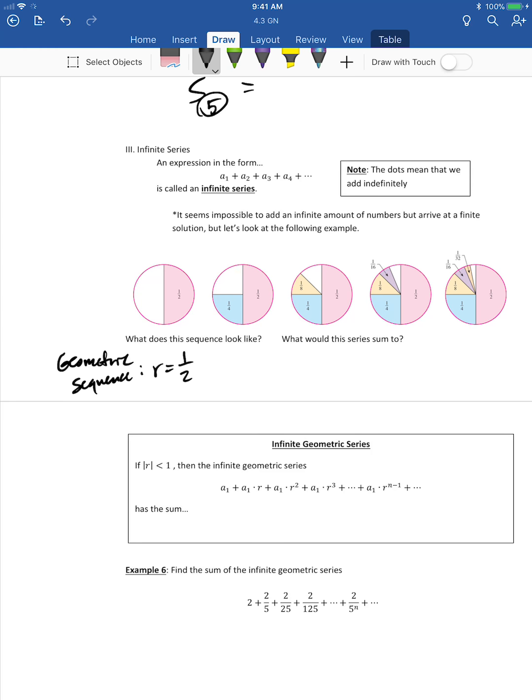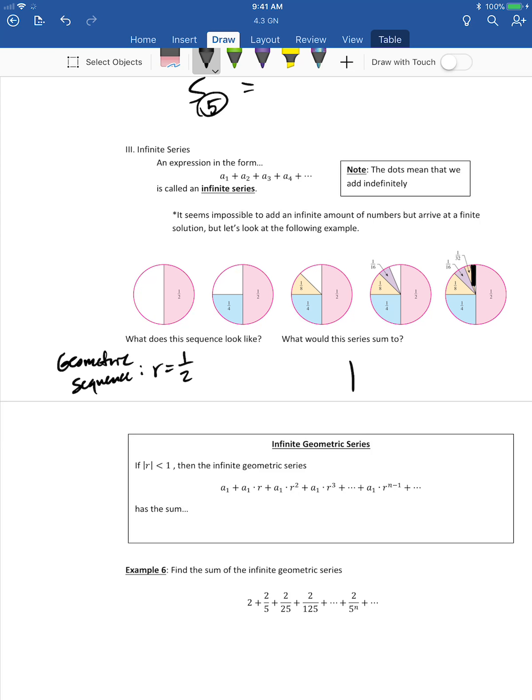And I can keep cutting that white wedge left in half, in half, in half, over and over and over again, an infinite number of times. But no matter how many times I do that, I'm still going to have my same whole. I'm going to have my one full circle. So hopefully that helps you wrap your mind around the idea of adding an infinite number of numbers.